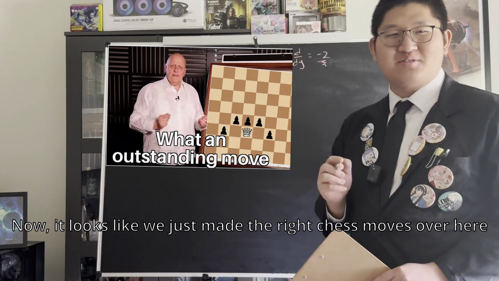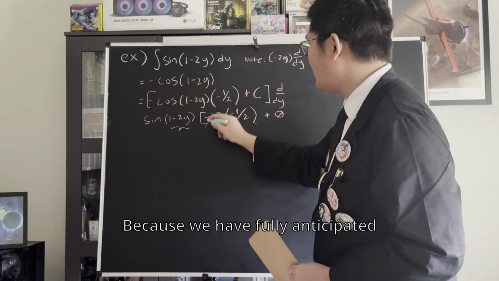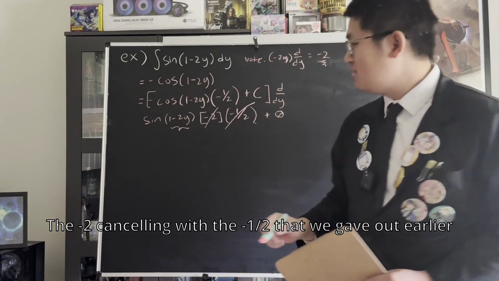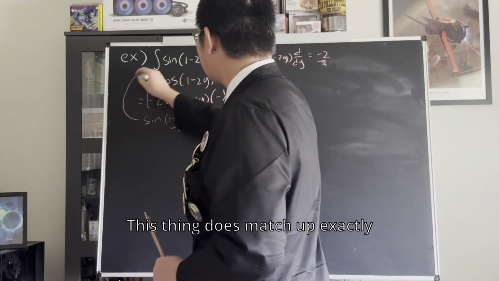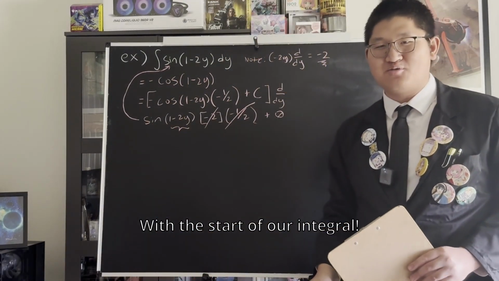Now, looks like we just made the right chess moves over here, because we have fully anticipated the negative 2 canceling with that negative 1/2 that we gave out earlier. And when you look at that, this thing does match up exactly with the start of our integral.